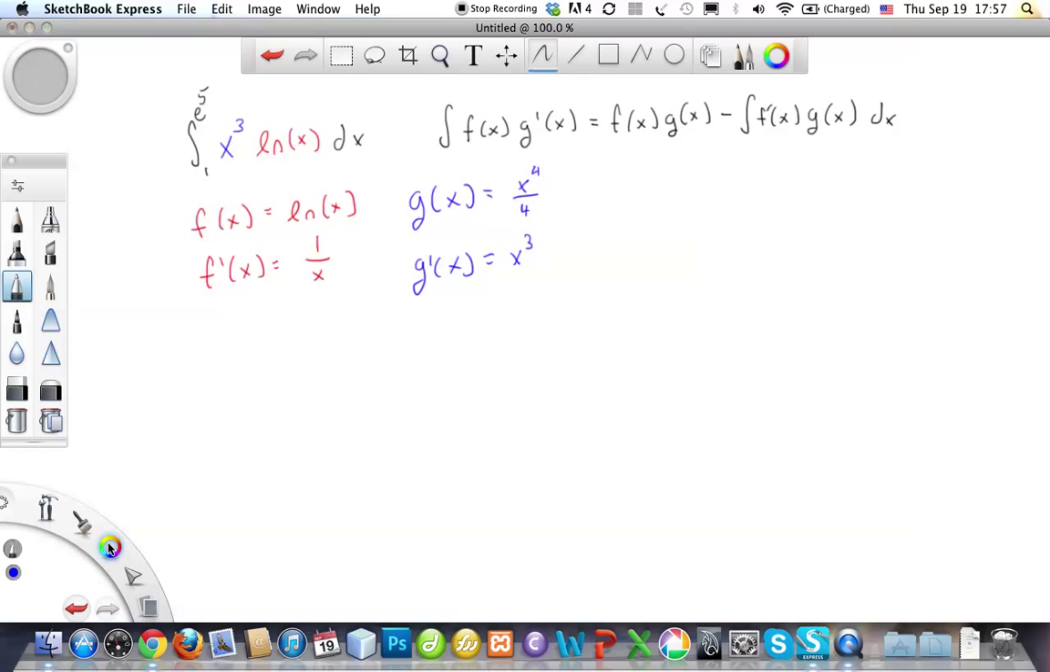Now using that, we are going to get our f of x times g of x. So we're going to get the natural log of x times 1/4 x to the fourth. Okay, minus our integral of f prime of x, which is 1 over x, times g of x. g of x is x to the fourth over 4.